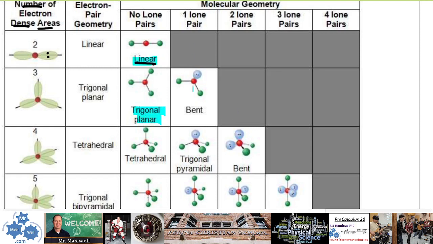Now this is interesting. If we have just 2 bonds between atoms and 1 lone electron pair, we have a molecule that is bent.